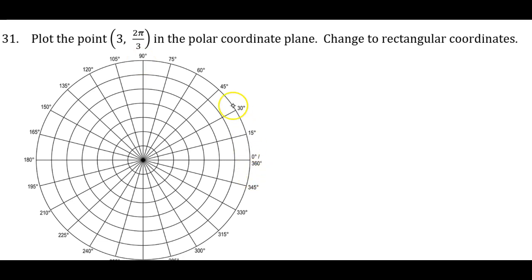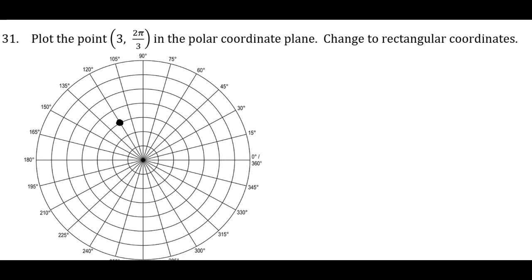Now this graph I've got here is marked in degrees, so they could have done it as 120 degrees, but they do it in radians. And so we know 2 pi over 3 is the same thing as 120 degrees. So you go out 1, 2, 3 on the 120 degree mark. I need to grab a line right there. And there's the point we're talking about. And now we want to change that to rectangular coordinates.